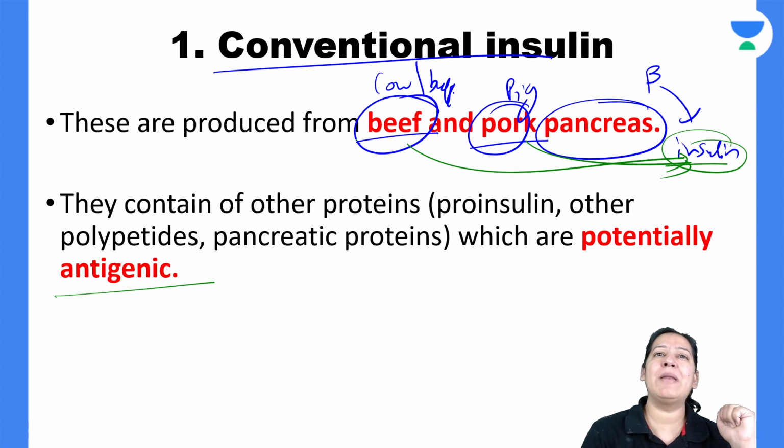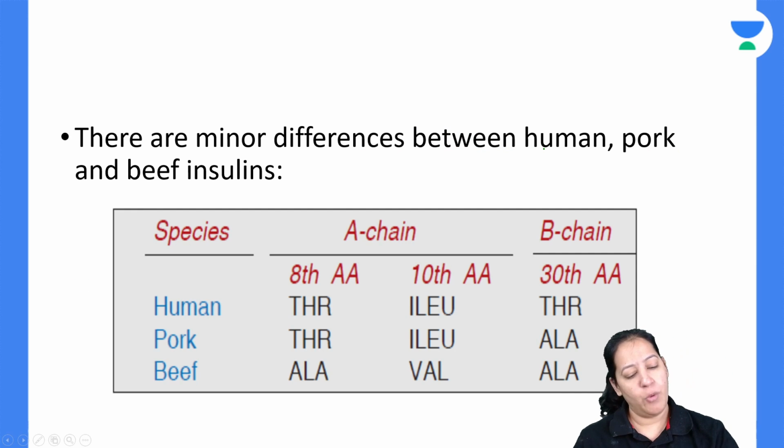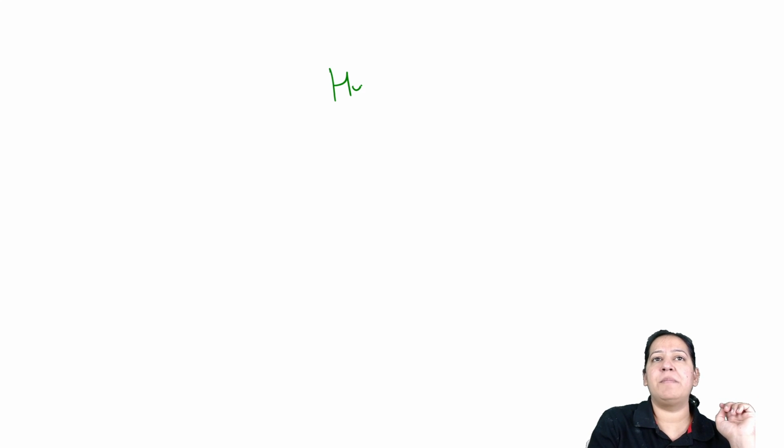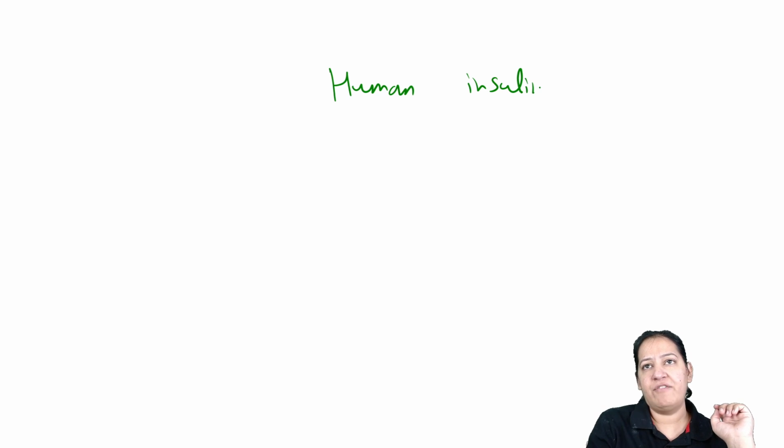So what is the difference between pig and beef insulin and human insulin? Does it have any difference? Yes, it has a difference. What is the diagram of human insulin? First, you tell me what human insulin is. Who will tell me the diagram of human insulin? In the last lecture, I told you the diagram.